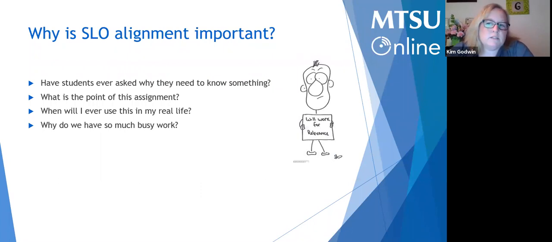So why is SLO alignment important? I hope y'all like my little graphic. I think he's cute. Have students ever asked why they need to know something? Anybody ever had that happen? Feel free to use the little raise hand thing in your Zoom if that's ever happened to you, because I've had that happen. Or what is the point of this assignment? When will I ever use this in my real life? I feel like I get that one too. And why do we have so much busy work?